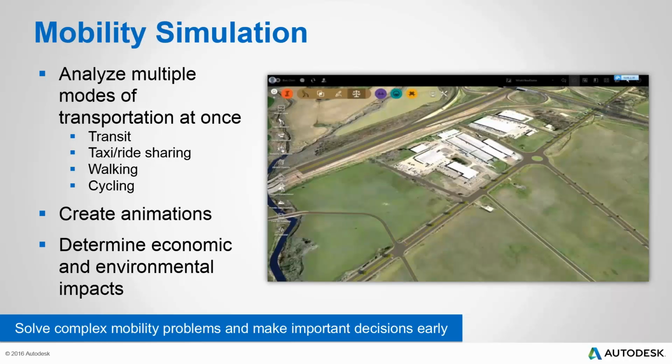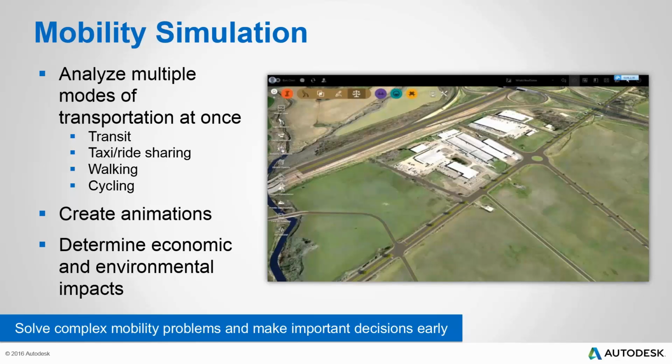You can look at multiple modes of transportation at one time. What I had shown you previously was really focused around traffic, so traffic simulation and the impact of changing a design on the traffic. With the full mobility simulation, you can look at different forms of transit. It can be rail as well as vehicles. It can take into account taxis and ride sharing. It also can take into account walking and cycling.